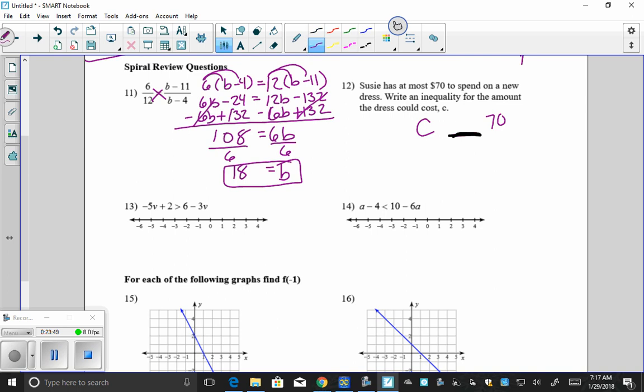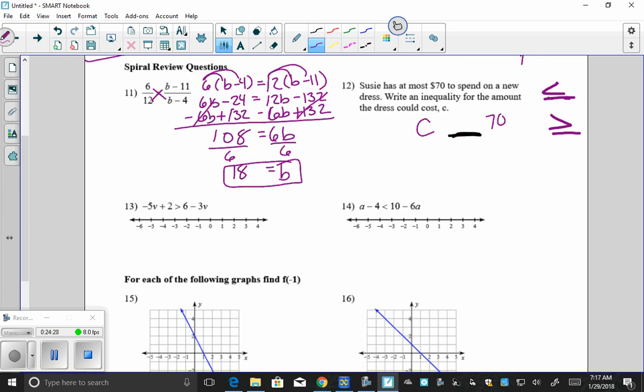So I could use this symbol, or these two symbols. Okay? She can spend at most $70. That means she can spend all the way up to 70, including 70. So that means I don't need those. Okay? So I have to figure out, do I need this symbol or this one?